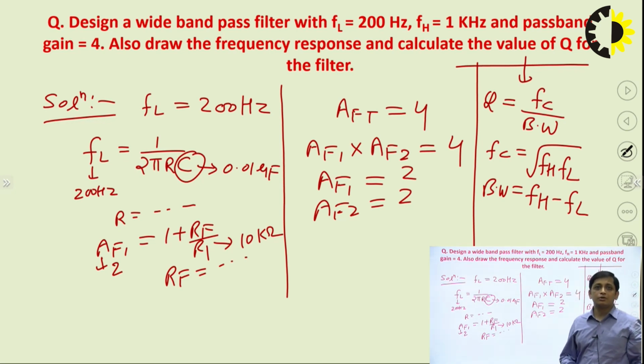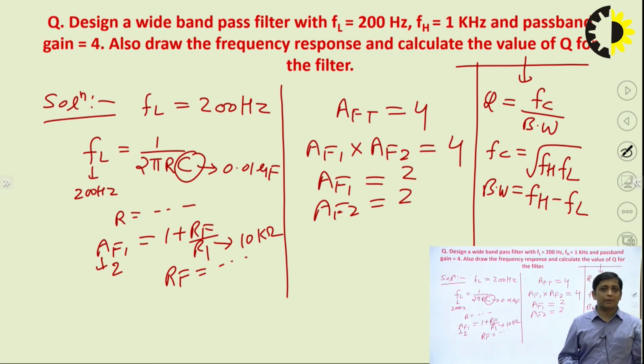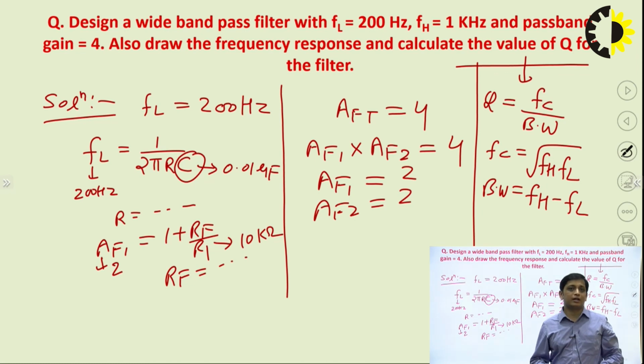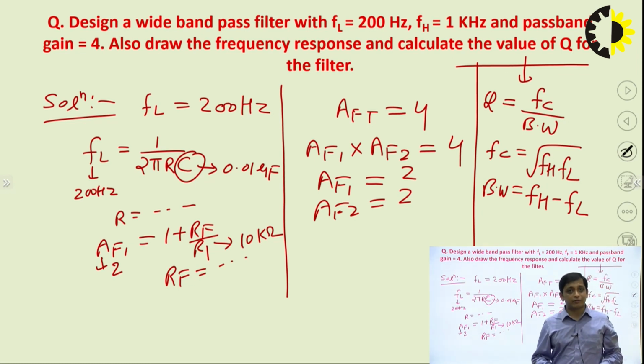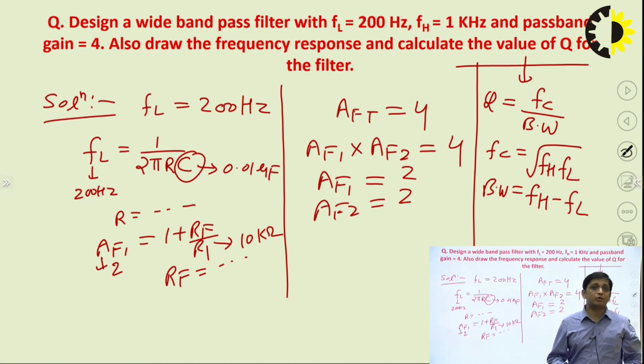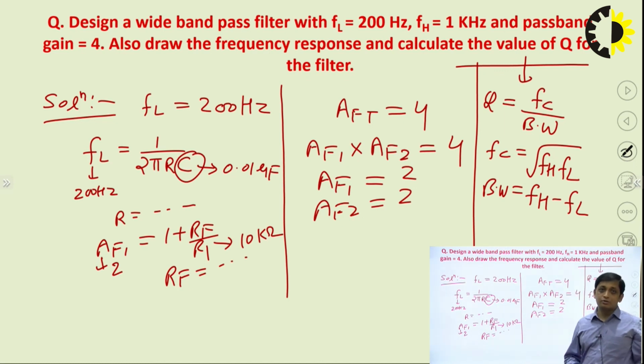Fine. So in this class, firstly I have discussed active and passive filters. What are the advantages of active filter? Like it provides gain, there is no loading effect in active filter. And after that, types of active filters. Then I have discussed wide band pass filter, how we can design the circuit of wide band pass filter. It's very easy, just cascade the first order high pass with first order low pass. And after that, I have discussed the design approach for wide band pass filter, and we have understood it with the help of this particular numerical.